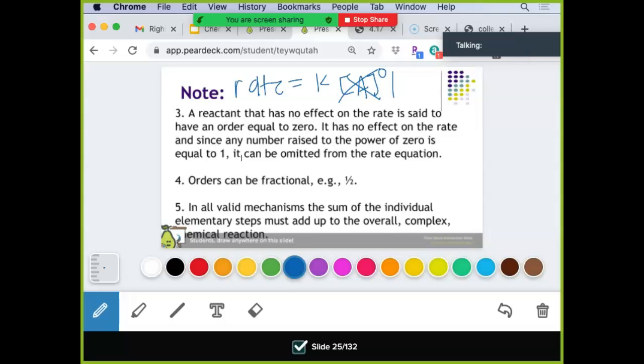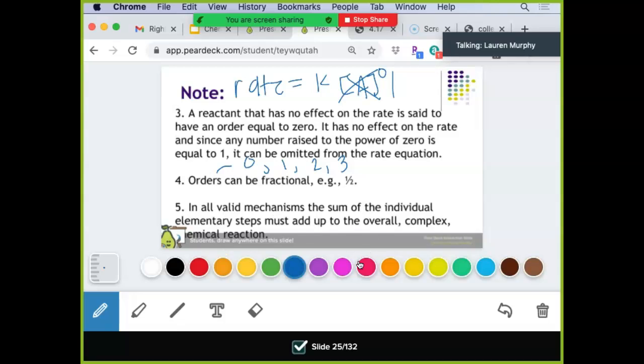Okay? Now, in this class, our orders will be 0, 1, 2, or 3. They can be fractional, but we won't do them. So even though we're going to do 0, 1, 2, and 3 in here, these are the only ones you're required to understand. It doesn't mean that there aren't others. It's just what I'm telling you. There can be fractions, there can be other orders, but we are only going to focus on the nicer whole number ones, okay?